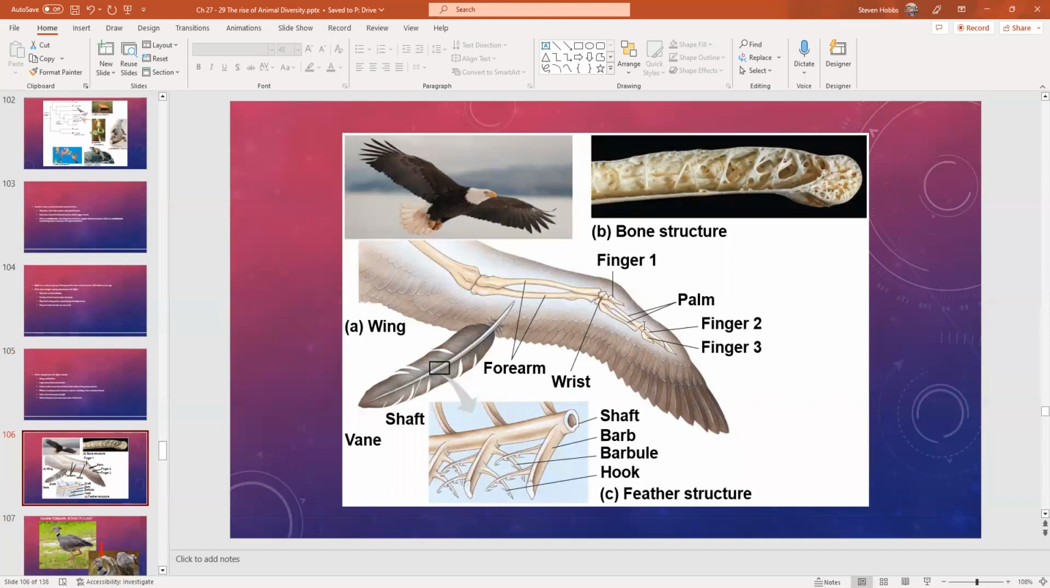Different types of structures start showing up. The scales on reptiles, the feathers on birds, and the hair on mammals are all the same types of proteins. They just modified them, just like we saw with modification of the Hox genes earlier.